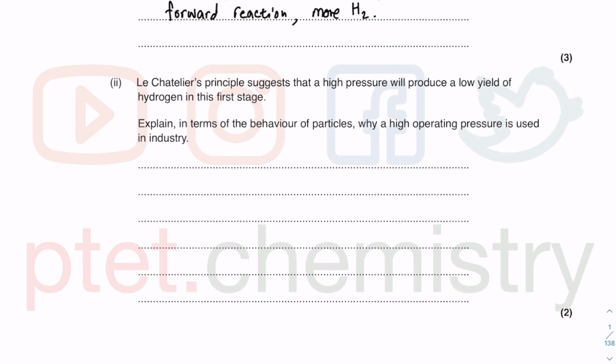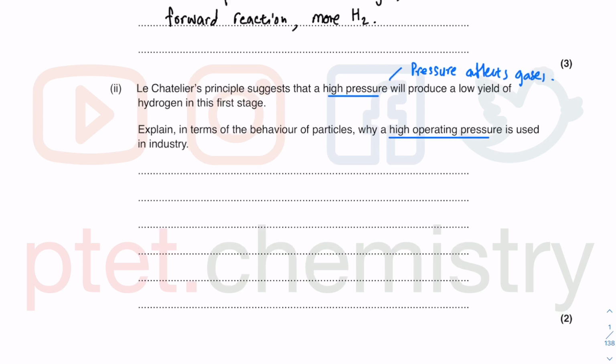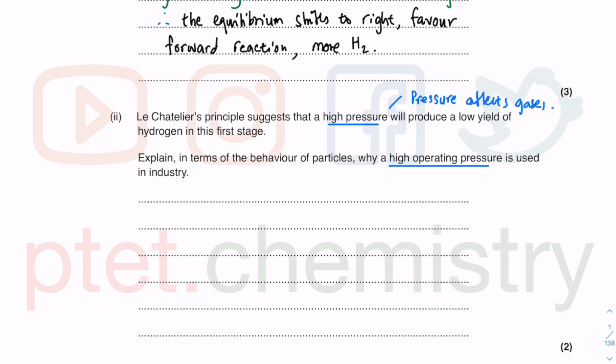In part 2, this is about pressure. Pressure affects gases. That is the most important idea here. So in terms of the behavior of particles, why do you use a high operating pressure? They did say Le Chatelier's principle suggests high pressure will produce a low yield of hydrogen in the first stage. Explain the behavior of particles, why instead we still use high pressure.